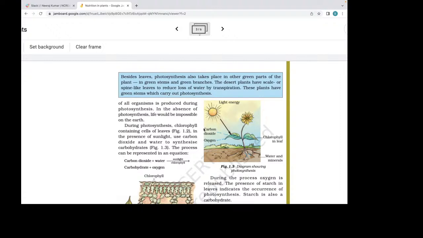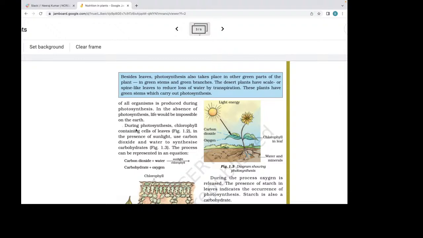So since we know that chlorophyll is the main component of photosynthesis, whatever part of the plant is green, जो भी part हरा होता है, जहाँ पर chlorophyll present होता है, that part can process photosynthesis, so it can also prepare the food.